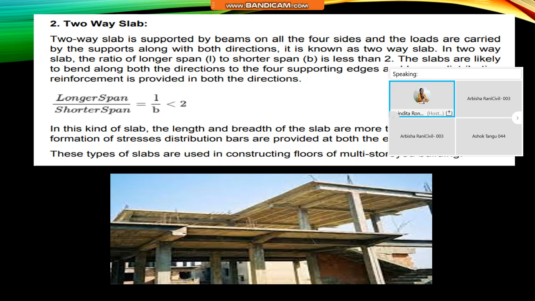So in this kind of slab, the length and breadth of the slab are more than 4 meters. To resist the formation of stresses, distribution bars are provided at both the ends in two-way slab. These types of slabs are used in constructing floors of multi-storied buildings.